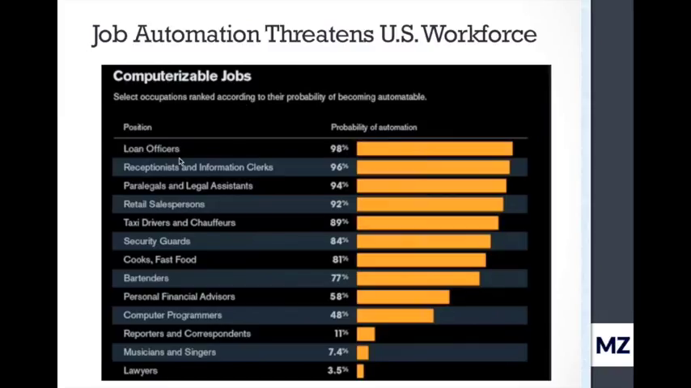There are certain jobs that they feel can be automated, and those where you actually touch people, physically manipulate them in some way, even like a manicurist, less than 1% automation.